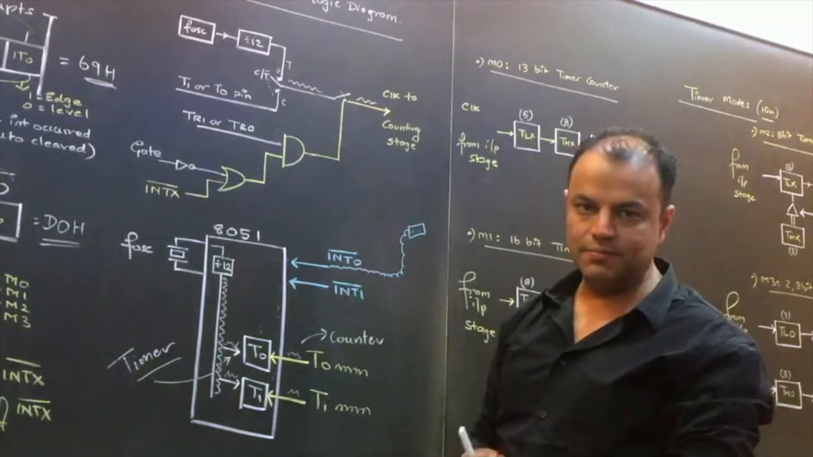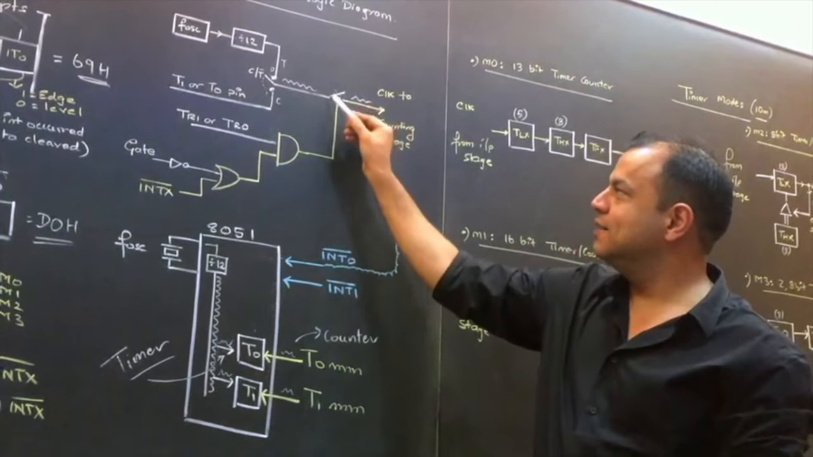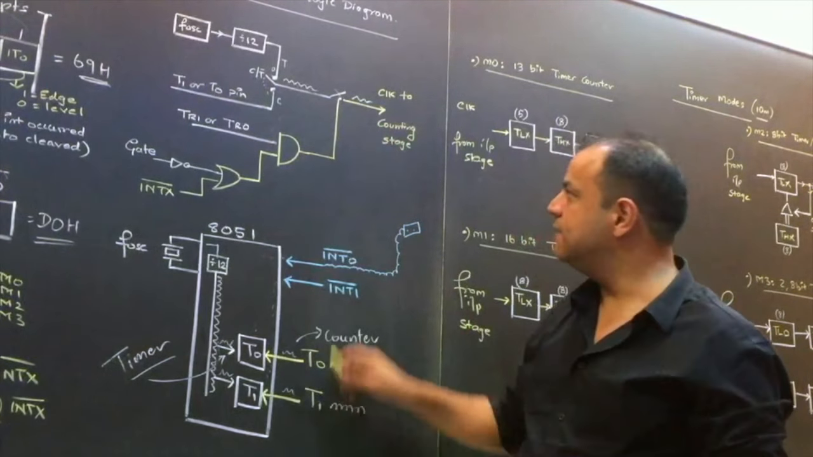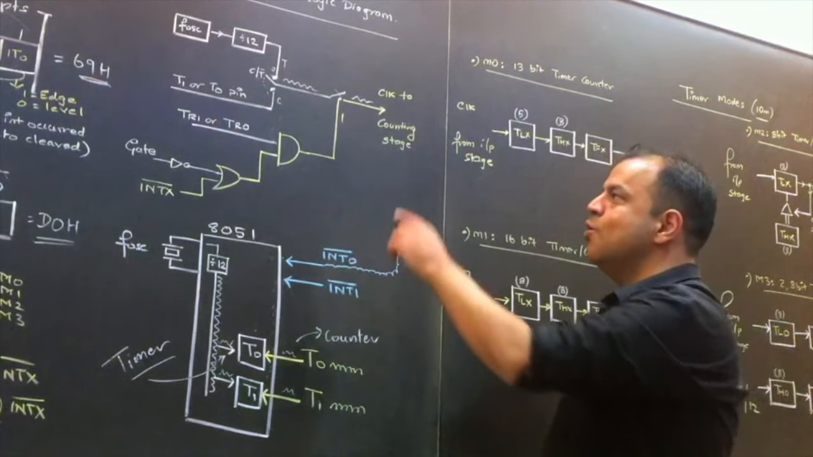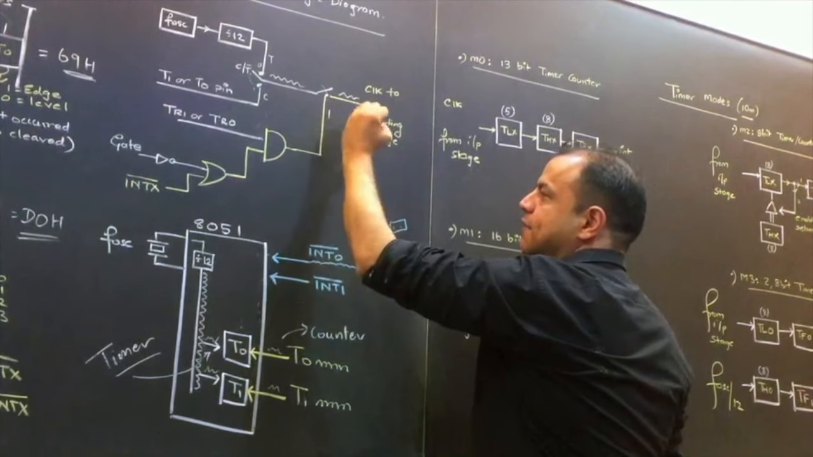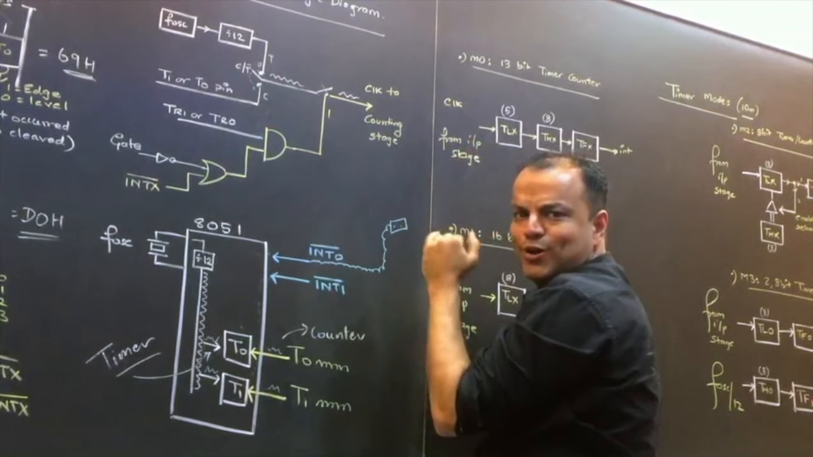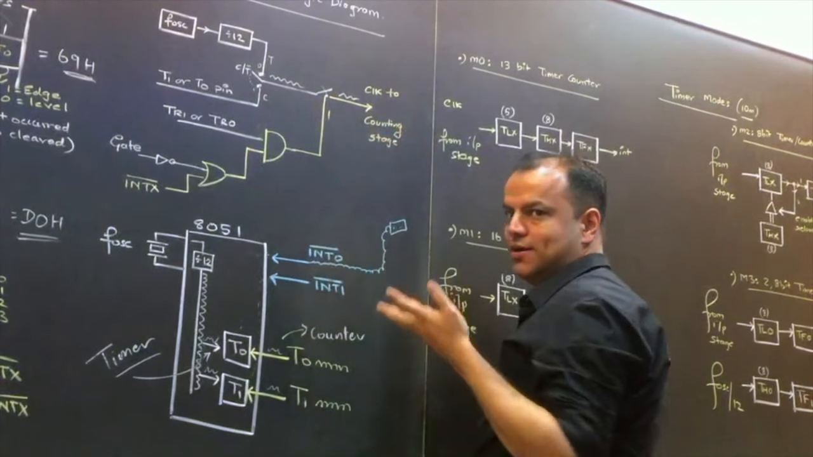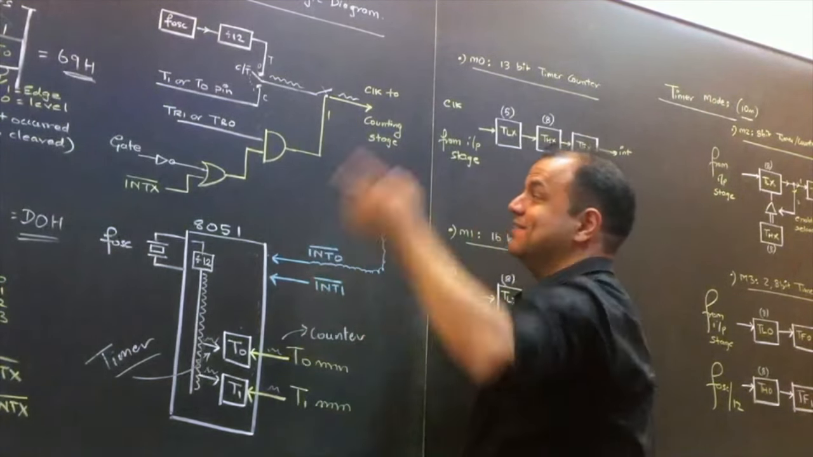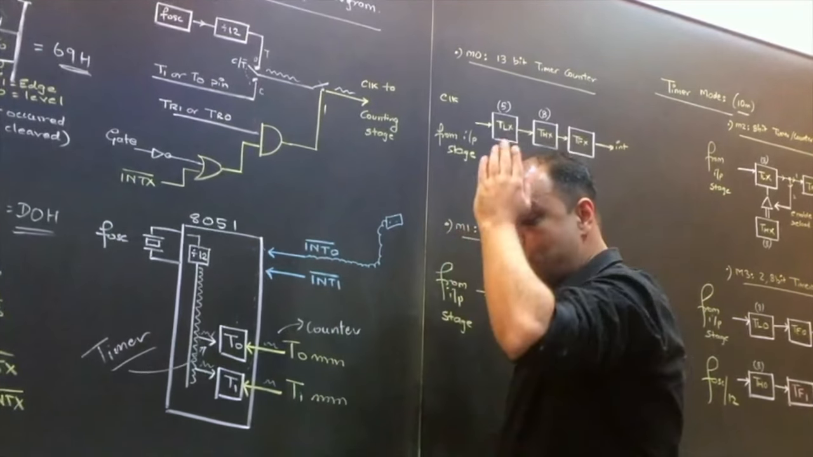Now that clock has come here. That clock should reach the counting stage. For that, this gate should be enabled. That means this line should be 1. Only when this line is 1, this clock will go ahead. If this line becomes 0, this switch will become open, and the clock will not go there. Are you all clear? Do you want the clock to go there? Of course, otherwise how will counting take place? That means this line decides whether counting will happen or not.